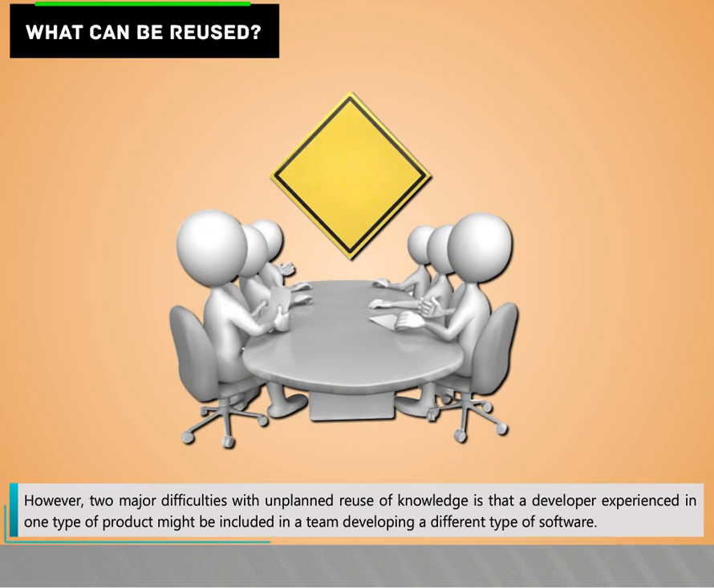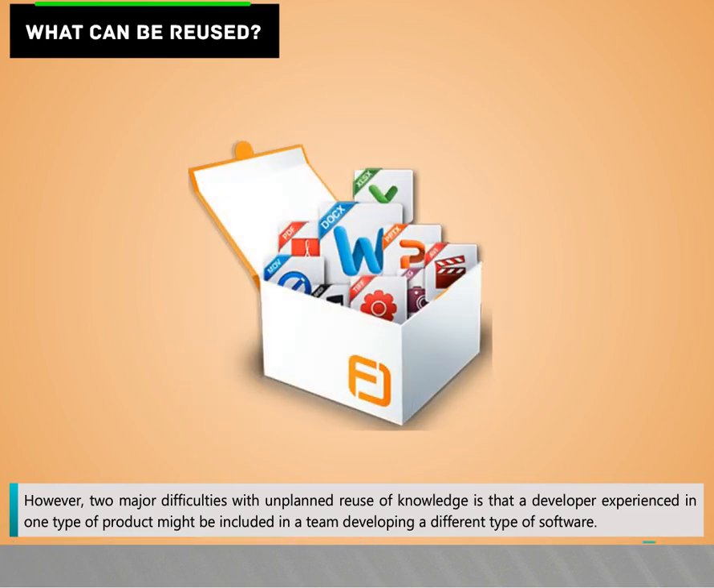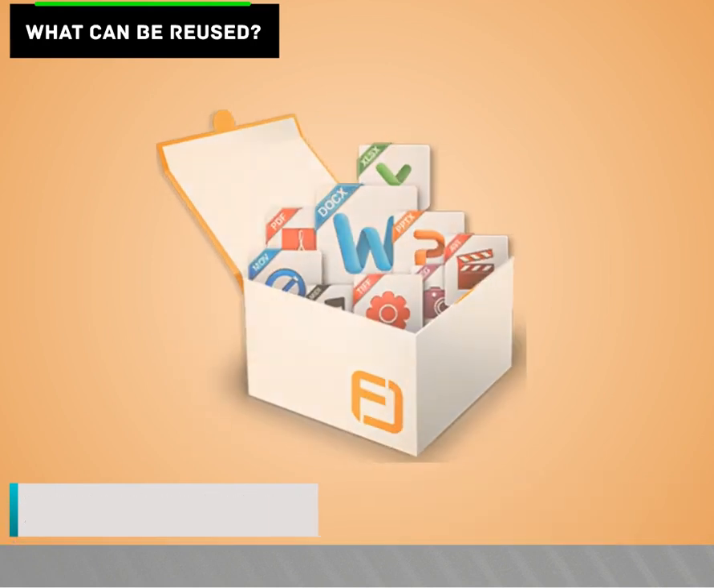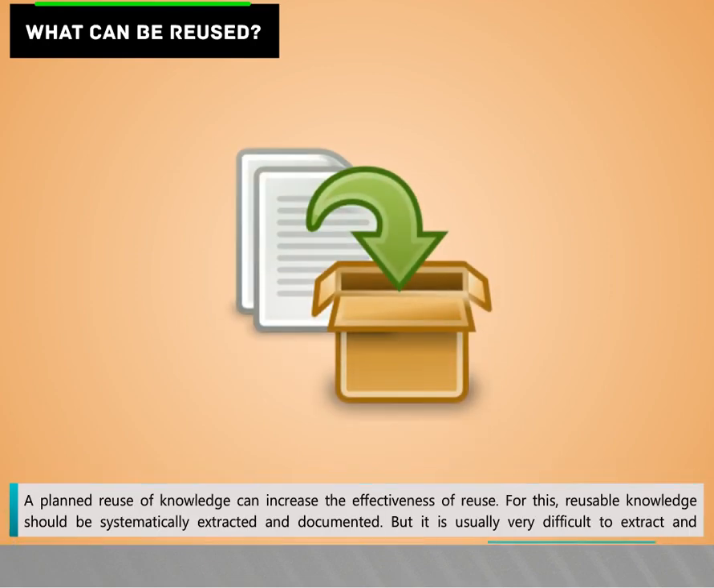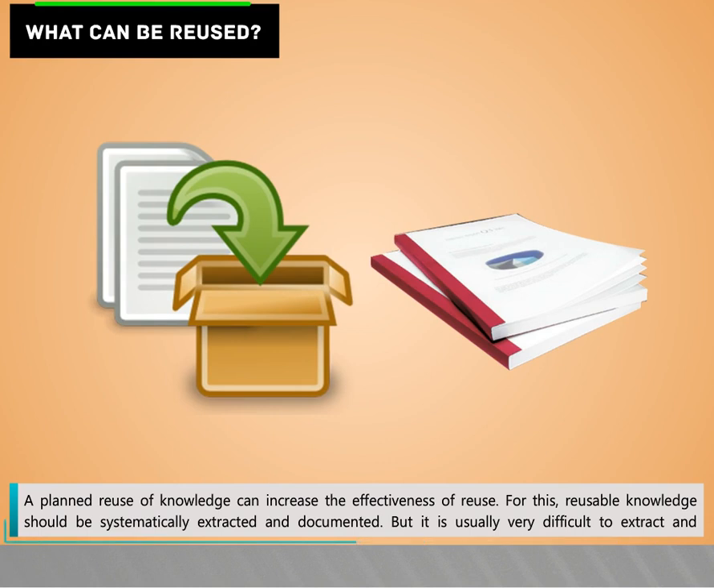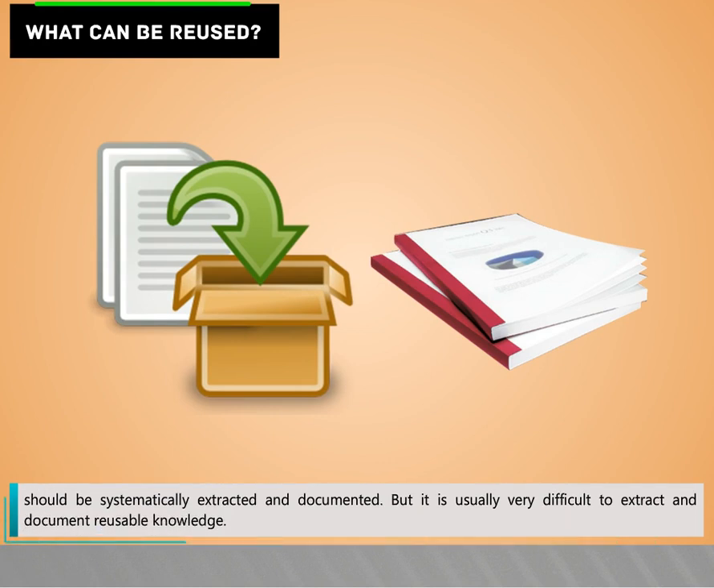However, a major difficulty with unplanned reuse of knowledge is that a developer experienced in one type of product might be included in a team developing a different type of software. A planned reuse of knowledge can increase the effectiveness of reuse. For this, reusable knowledge should be systematically extracted and documented, but it is usually very difficult to extract and document reusable knowledge.